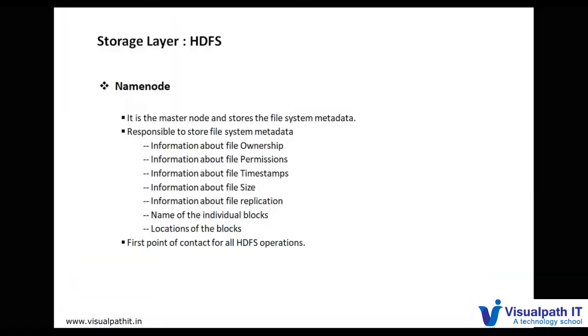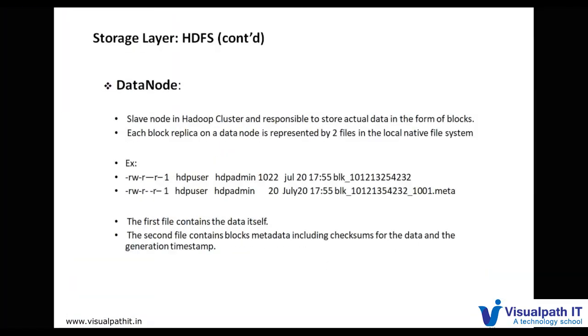That is the name node. Okay, so what about the next one? Data node, the storage layer. The first component is the name node and another component is the data node. The data node is a slave node in a Hadoop cluster and is responsible for storing the actual data in the form of blocks. Each block replica on a data node is represented by two files in the local native file system. For example, the first one you can see here is under the HDP user, something like data block BLK 10122 and some number.